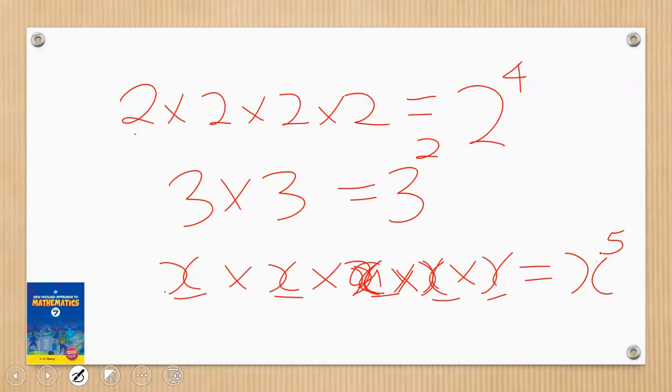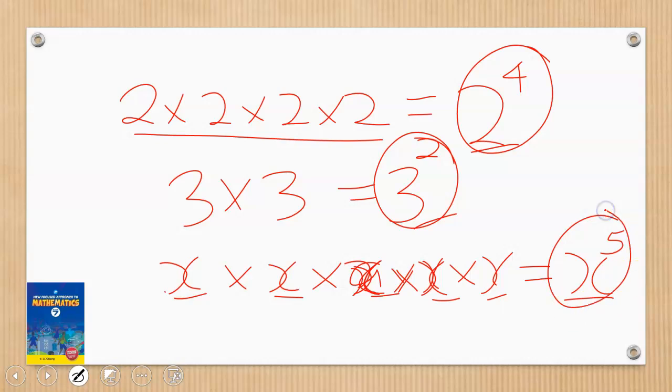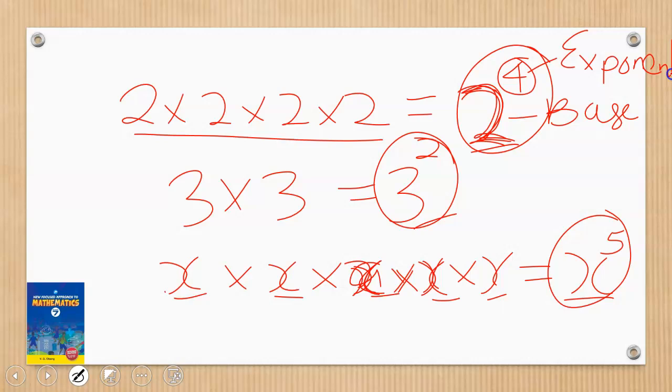Anytime you write the product or multiplication of numbers by themselves in this form, we call this indices. This is the index form of the number. With these indices, the number here, the 2 that is multiplying itself, is called the base. And the 4, telling us how many times the 2 is multiplying itself, is called the exponent, or index. And the plural form of index is what we refer to as indices.